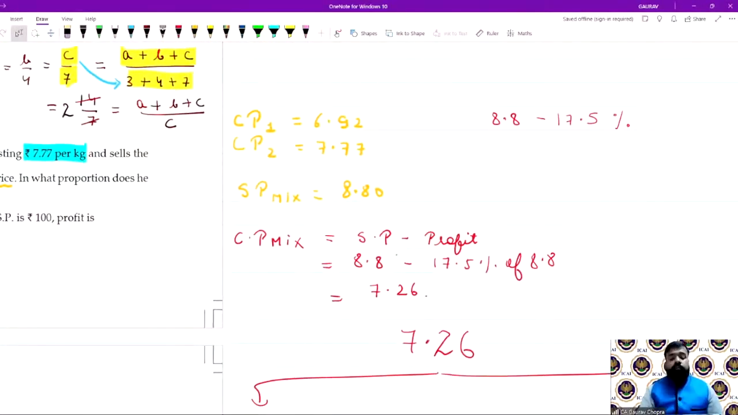See, in the question, what was given? Cost price 6.92 of the first tea. Cost price of second tea is 7.77. And the selling price of the mixture is 8.8.